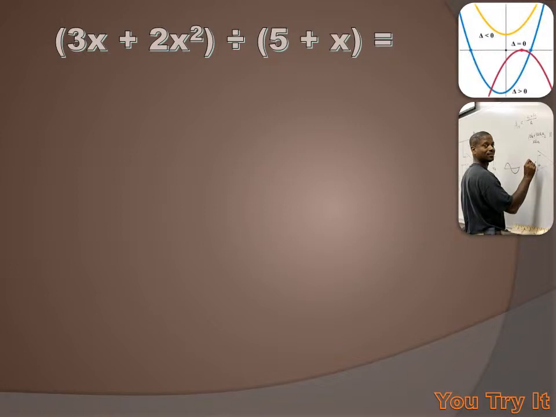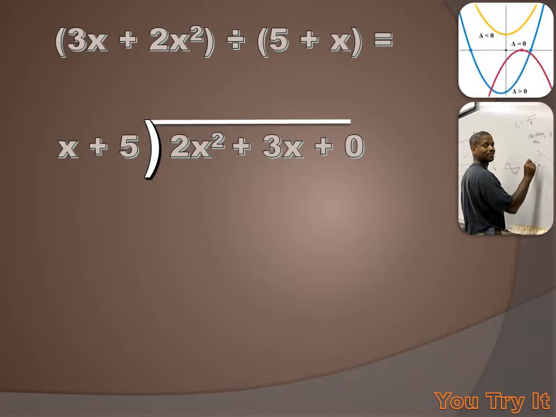All right, well, I can see that my dividend and my divisor are not in the proper order. And if I'm going to divide these, I'm going to have to convert them to proper order. And I can also see that I'm missing a term in my dividend. So I'm going to have to correct both of those things. So I'm going to write this problem this way. That 5 plus x, I'm going to rewrite as x plus 5. And the 3x plus 2x squared, I'm going to have to change that too, to 2x squared plus 3x plus 0.